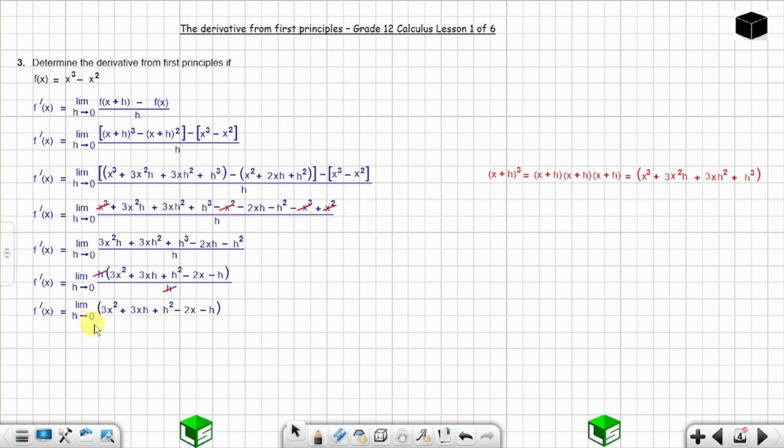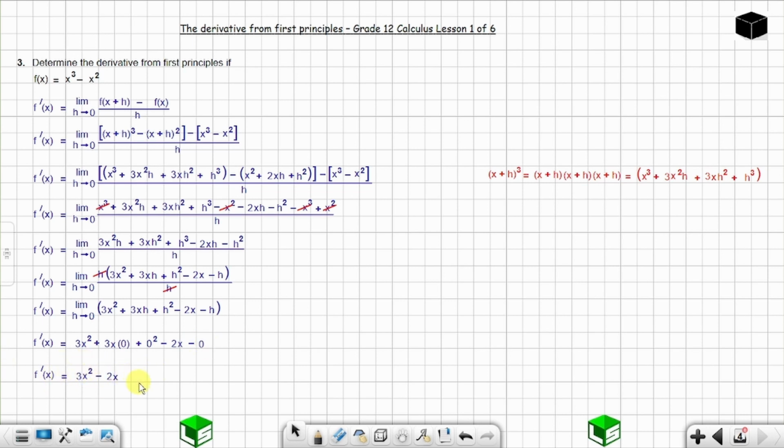Now you can substitute 0 for h. So f prime of x is equal to 3x squared plus 3x times 0, plus 0 squared, minus 2x minus 0. Okay, we carry on. f prime of x is equal to 3x squared. This is 0 plus this is 0. You have this minus 2x. This is 0. So this is your final answer.